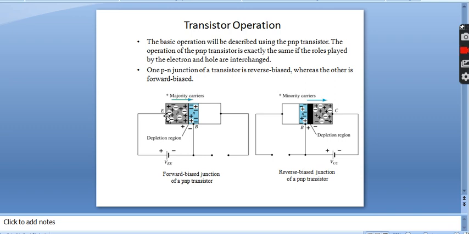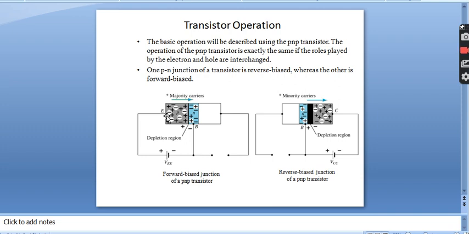In case of the reverse biased junction, the collector, having the P-type material, will be connected to the negative terminal of the battery, and the base, having the N-type material, will be connected to the positive terminal of the battery.